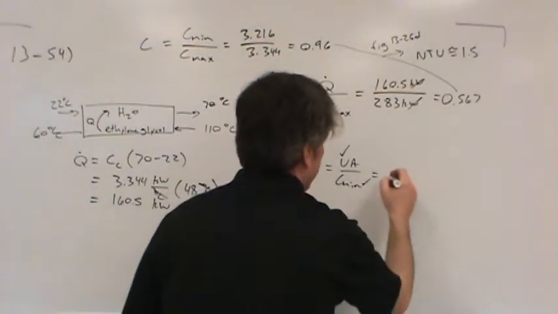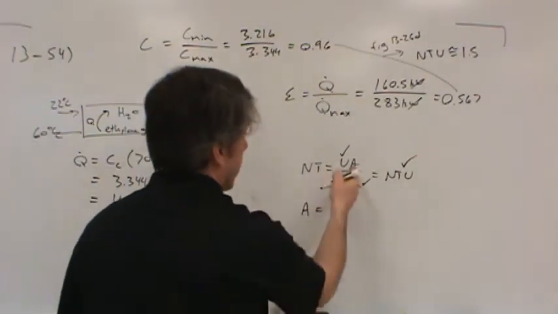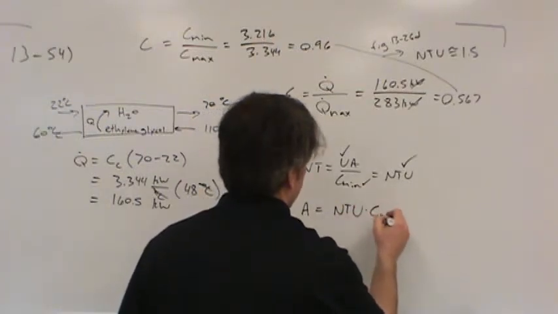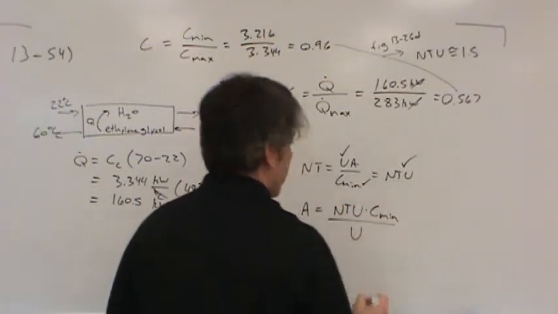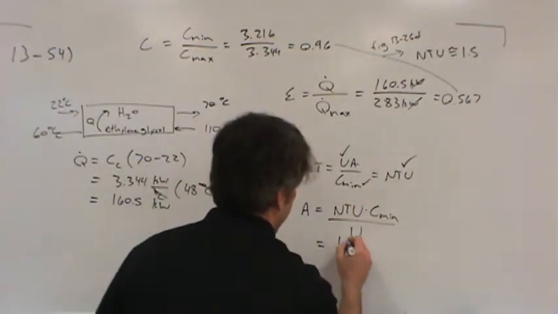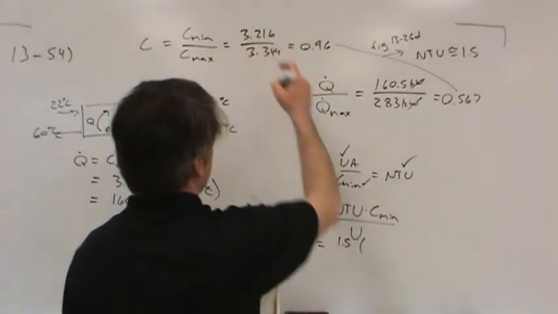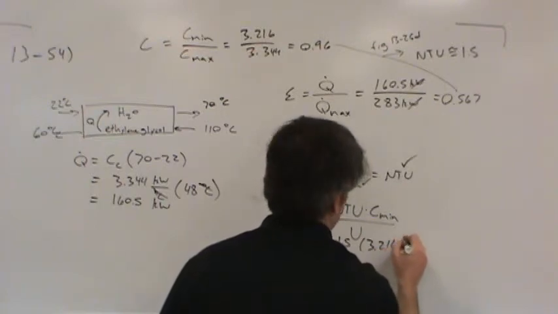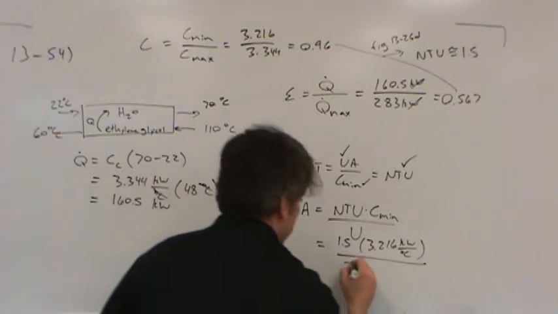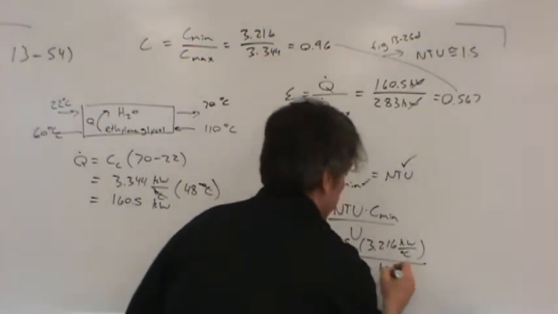I'm going to plug back in the number of transfer units to make it clear, but obviously we know the number of transfer units. So A would be equal to number of transfer units multiplied by C min divided by U. Okay? So we're almost done. That area is 1.5 multiplied by, now C min, let's see, that's 3.216 kilowatts per degree Celsius, divided by the overall heat transfer coefficient, 280, well, let me make it 0.28 kilowatts to make it easier.